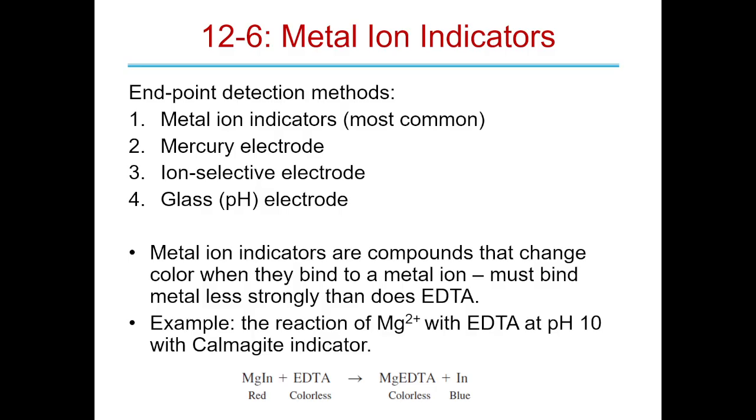So an example would be the reaction of magnesium 2+ with EDTA at pH 10. You can use the Calmagite indicator, which is this right here. The magnesium with the indicator is a red color. The indicator alone is a blue color. So when you have not titrated it completely, it'll be reddish colored. When you have titrated it completely, it will be a blue color. In between, when you're getting to there, you'll have a purplish color because red plus blue is purple, right? Okay.